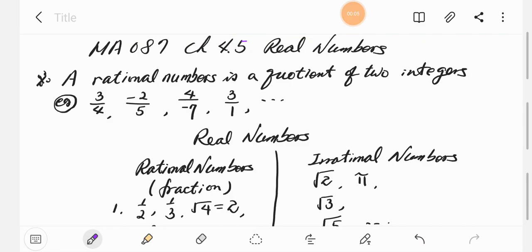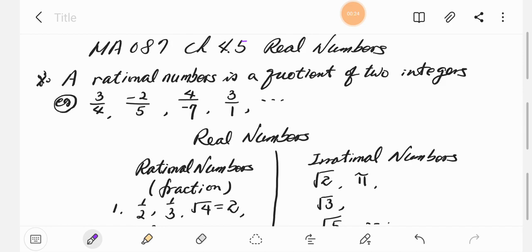Chapter 4.5, real numbers. In this section we will learn the definition of real numbers and what numbers real numbers are composed of. Let's check the rational numbers first.